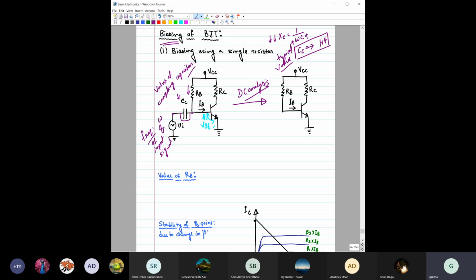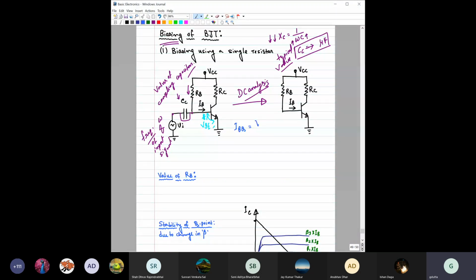Very simple circuit. Now we have to consider what the current, voltage, and all these relations would be here. That is very simple. We have to find IB, basically this IBQ, because it will be the quiescent value.